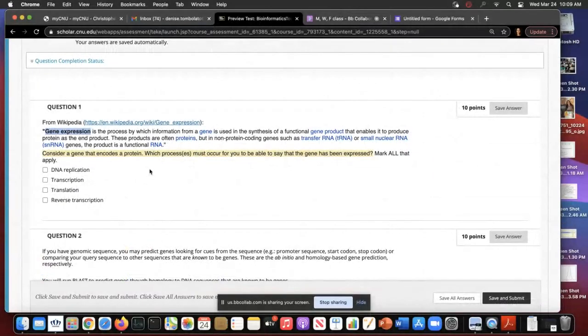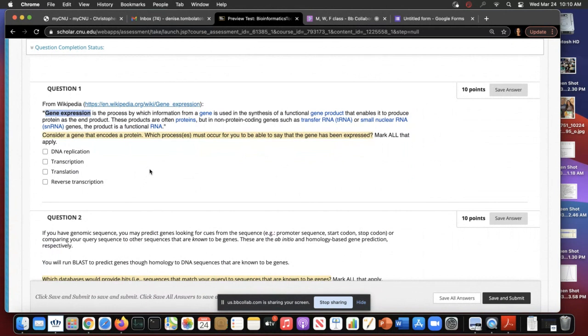All right, so when we are saying that a gene got expressed, it means that that recipe got executed, right? Because the gene is a recipe, some instruction on how to make something. So the processes for that are transcription and translation. Not every gene needs the translation step, but when a gene encodes a protein, then it needs translation.